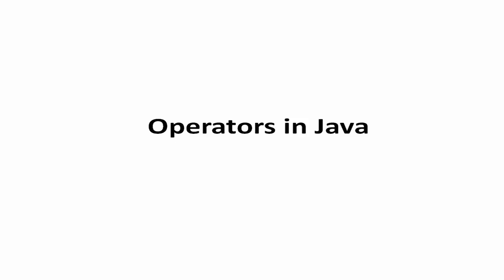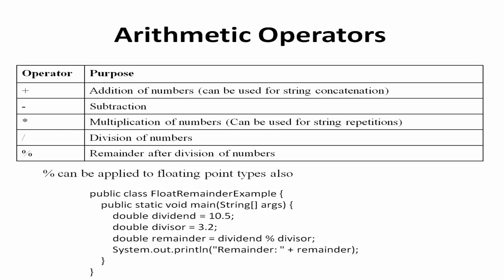Hi, today we are going to discuss operators in Java. The first operator is the arithmetic operator. Here you have different types of operators: addition, subtraction, multiplication, division and modulo division. The modulo division can be applied to floating point types also.